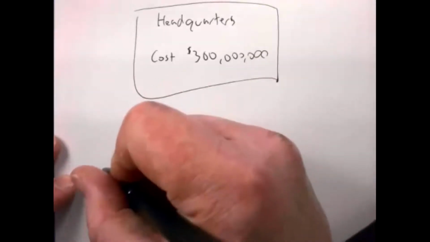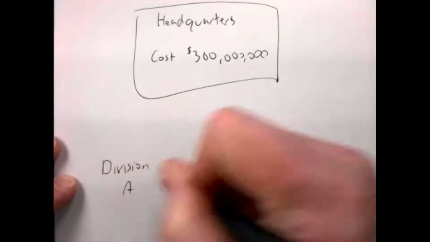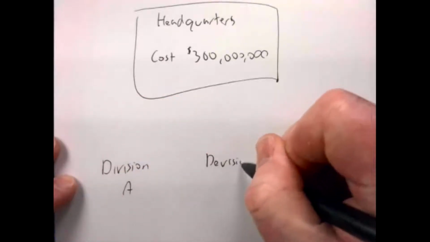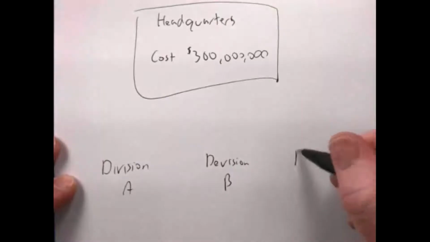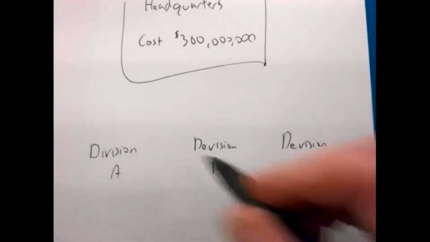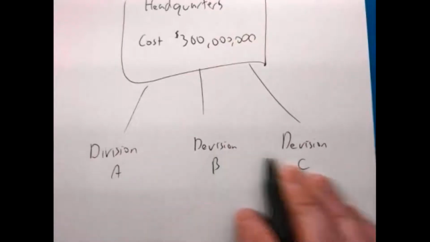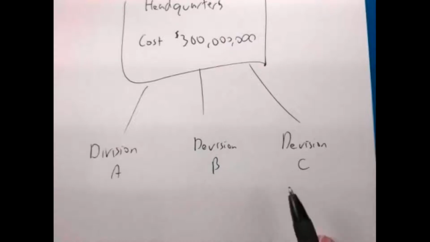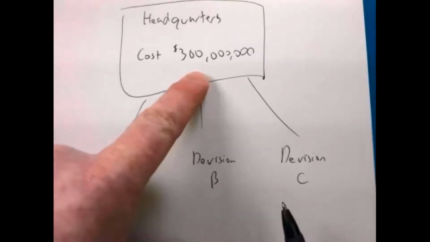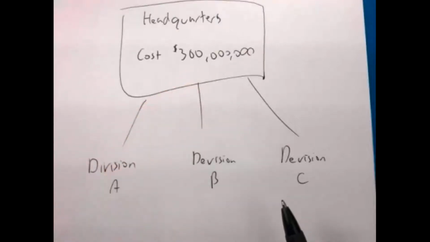But you'll have these different divisions. So let's say division A, whatever they're making. I don't know, they make shoes, socks, and boots, whatever it is. Now, the headquarters doesn't make any money. You don't make any money off the president. You don't make any money off the accounting department or anything like that. They make money selling shoes and socks and boots.